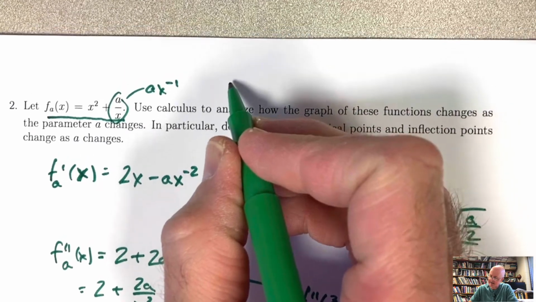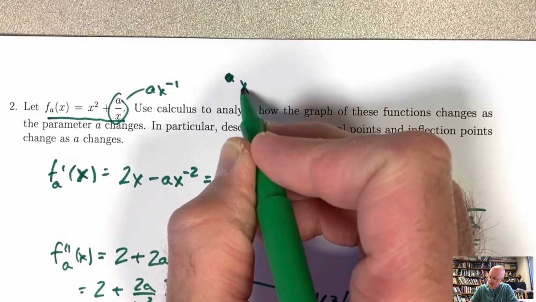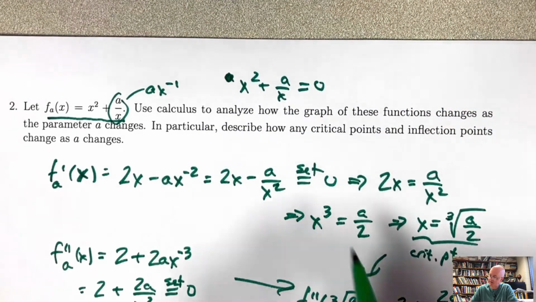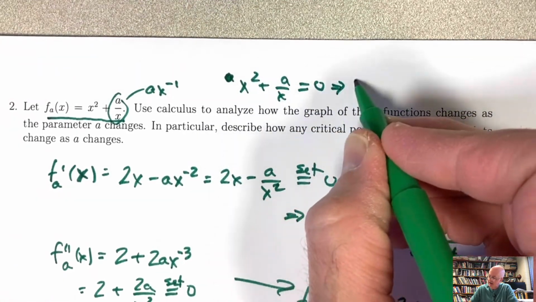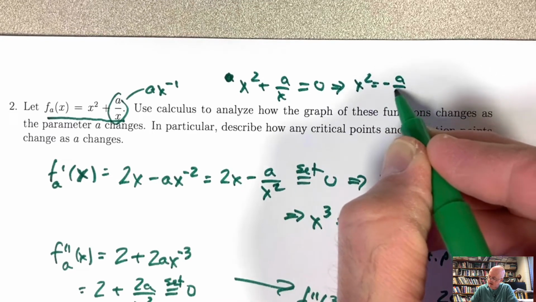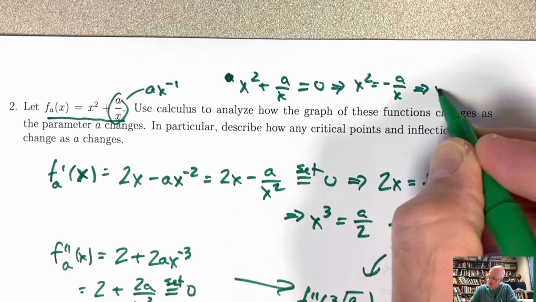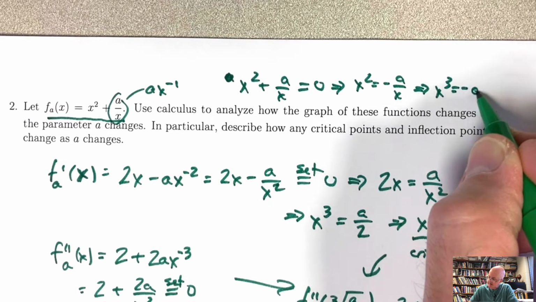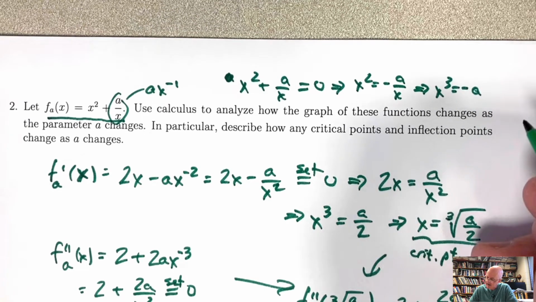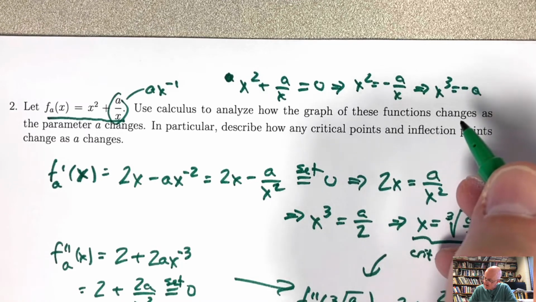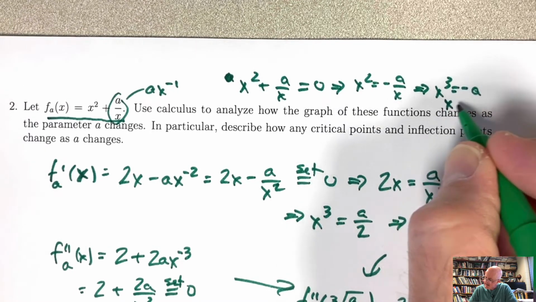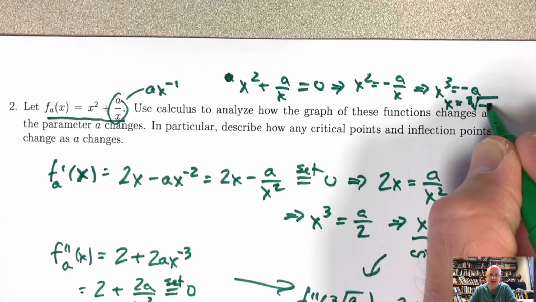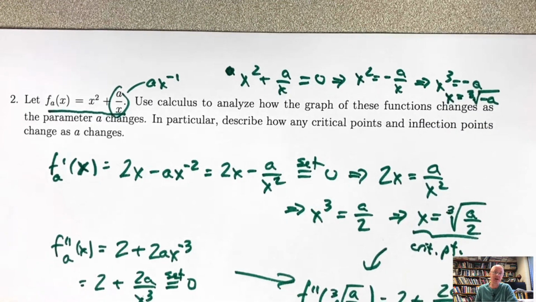If I set x squared plus a over x equal to 0, the function itself equal to 0, that gives me x squared is negative a over x, and x cubed is negative a. And how about that? That must mean, if I haven't made a mistake here, double checking things, that the x-intercept is at the same location as the inflection point, cube root of negative a. That's kind of interesting. That's unexpected, you might say.